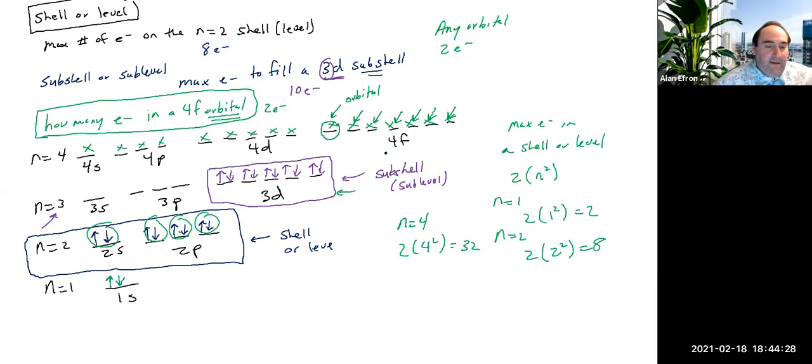It's a good deal. I'm not going to go any higher than that, but you could use that formula to quickly calculate the total amount of electrons on a particular level. Any questions on our quantum numbers here, how they relate?